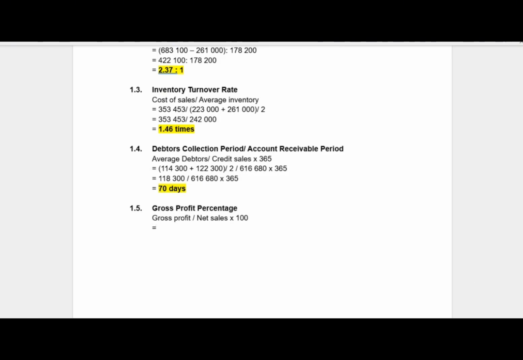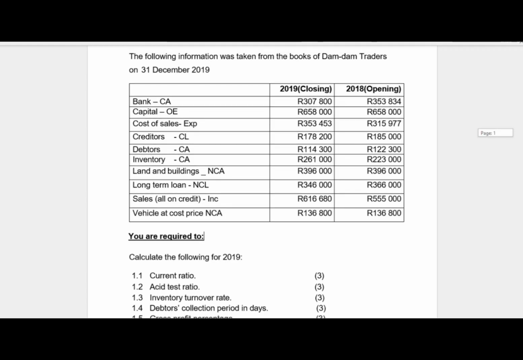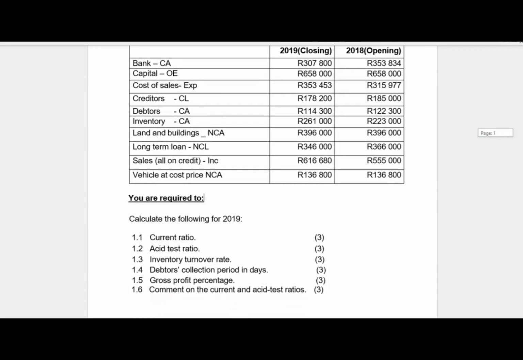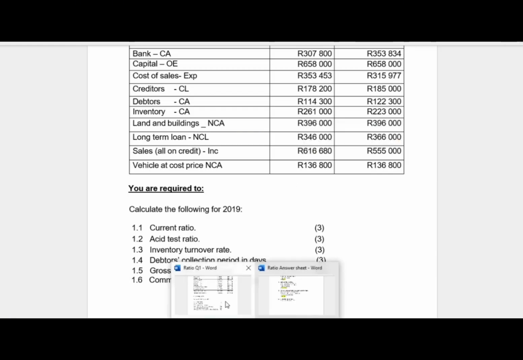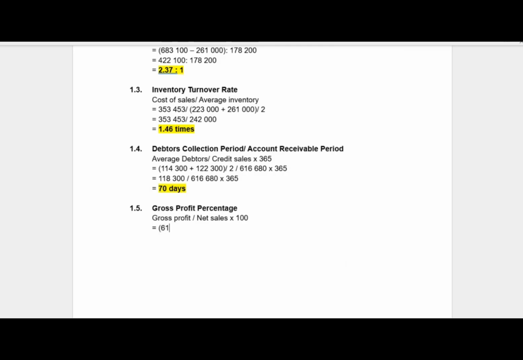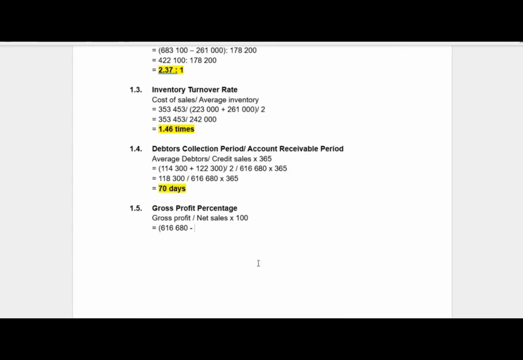We check our information right there, and we don't have our gross profit, so we need to know how to calculate it, because we've got items we can use. Our gross profit is equal to sales less cost of sales. We've got our sales of 616,680. We follow the formula, open brackets, 616,680 minus our cost of sales for the current year, 2019, which is 353,453. Then divided by our net sales.